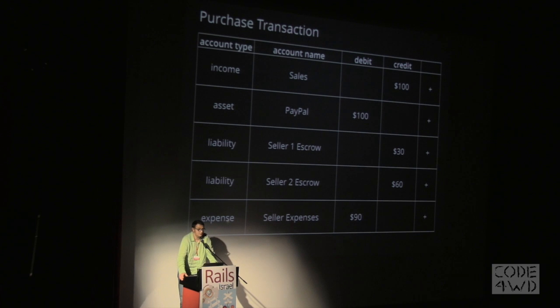They don't have access to this account. This is an internal account, and we know that the sum of the balances of all the escrow accounts is the money that we hold for all our sellers. And we'll record an immediate expense of $90, because this is what we are actually going to spend, or what we actually spent but have not yet paid out.